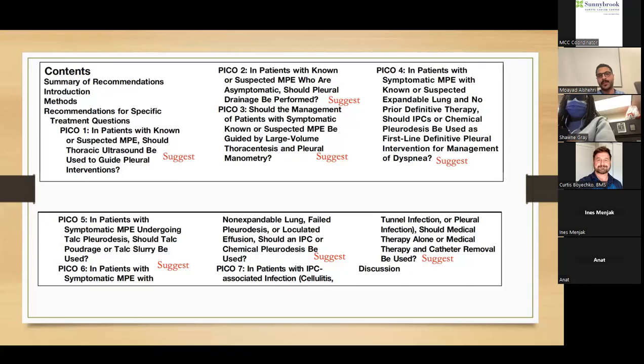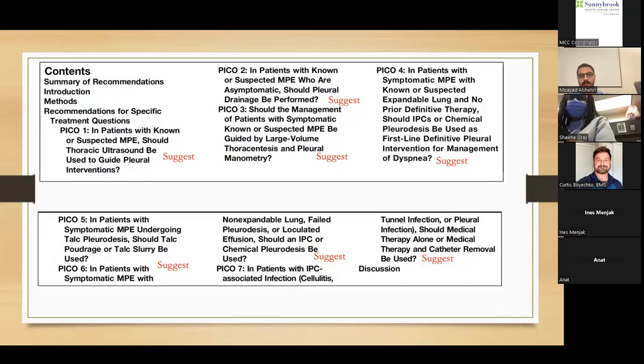Question 2, in patients with known or suspected malignant pleural effusion who are asymptomatic, should pleural drainage be performed? And the short answer to this is no. They suggest if it's mainly for therapeutic purposes, it should be guided by the patient's symptoms rather than size or re-expansion or anything else.